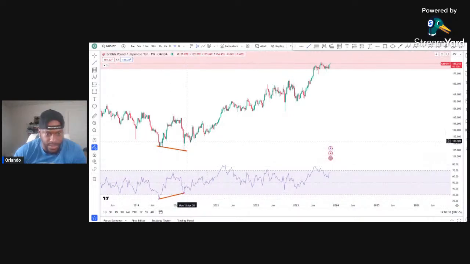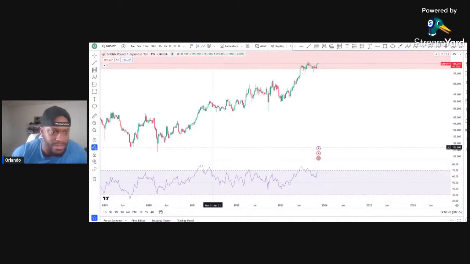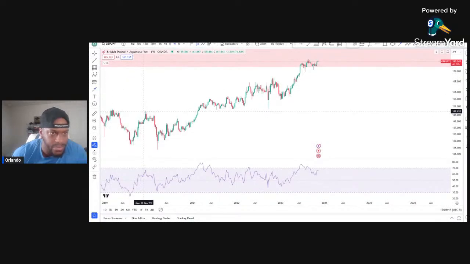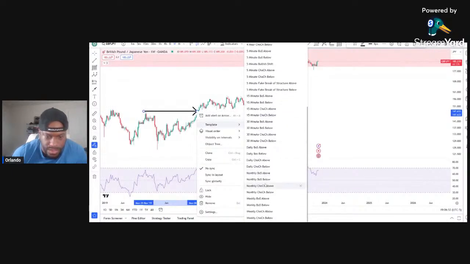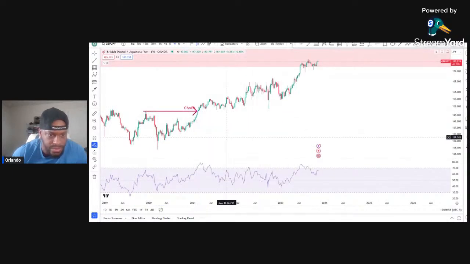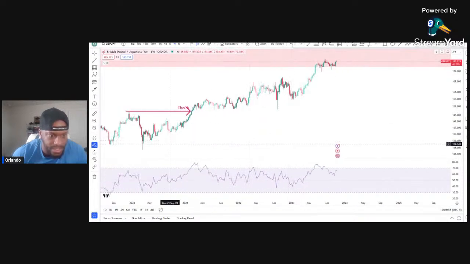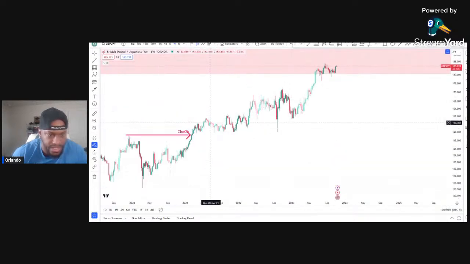So this right here has to be an accumulation, reaccumulation that led to what? Change of character, right? I'll tell you how the stuff gets simple, gets better. So right here would be a weekly change of character above. There's a change of character, right? And so this is an accumulation and reaccumulation on lower time frame led to a change of character.